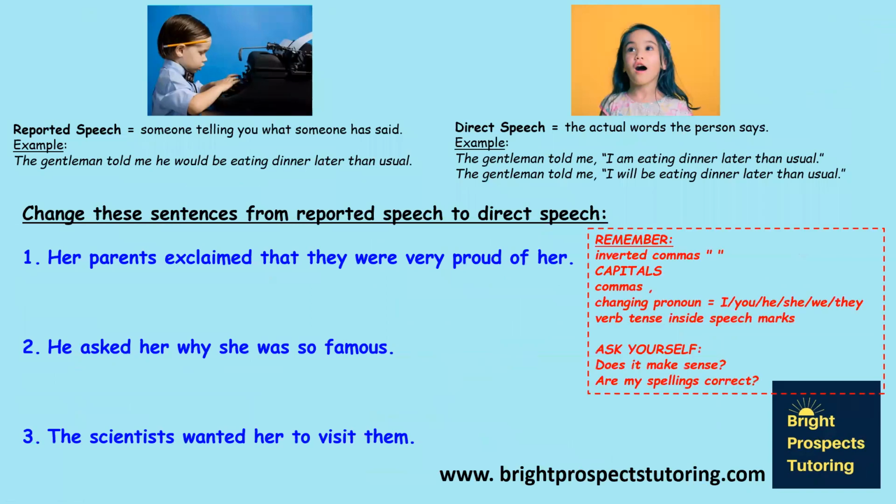Don't forget these things: inverted commas, capitals, commas, changing the pronoun. Check that the verb tense inside the direct speech is inside the speech marks or inverted commas. And ask yourself when you've had a go, do my sentences actually make sense? Are my spellings correct? Just one word of warning: if your spelling is not correct and everything else, punctuation, etc., is correct, you will not get the mark. You have to make sure that all of those things are right.